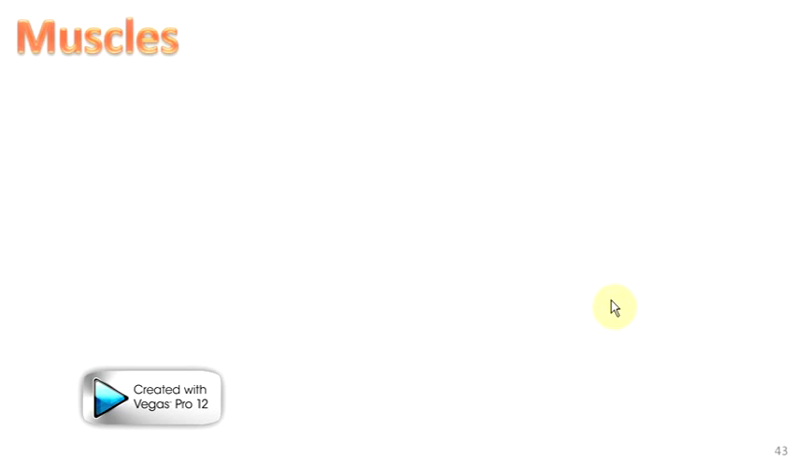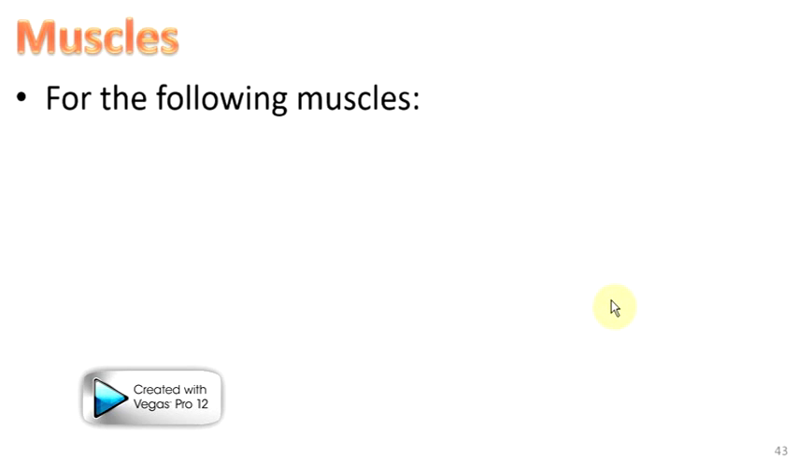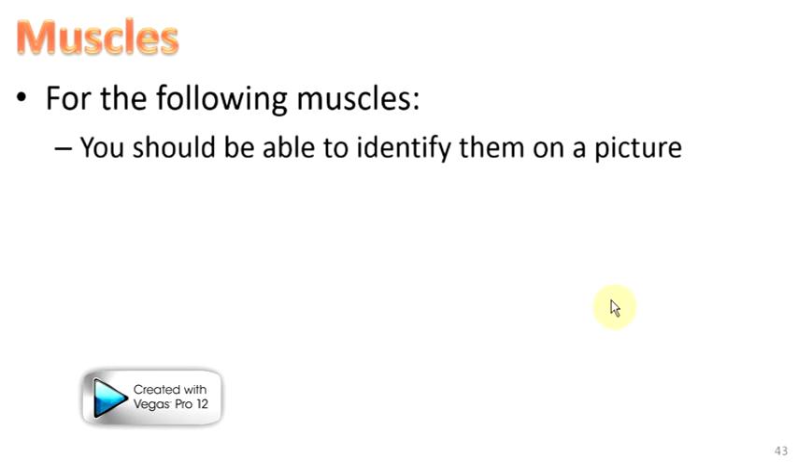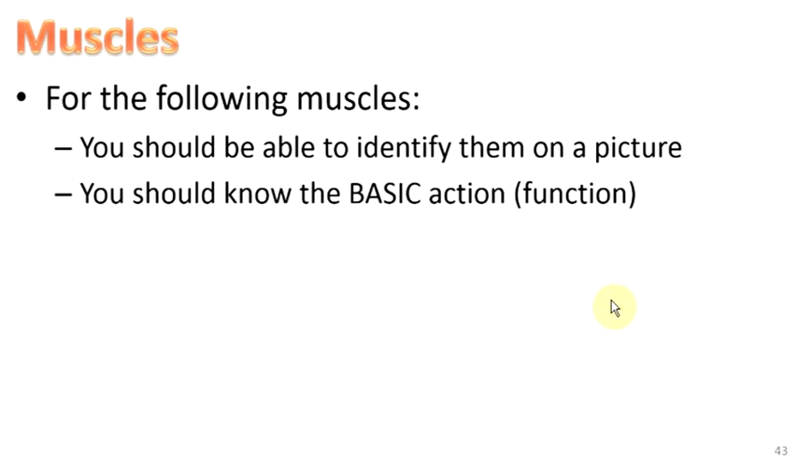Okay, so let's talk about individual muscles. So here's what I want you to know for the test. For the following muscles we're going to talk about, you should be able to identify them on a picture, and not necessarily the picture in the book, but any picture. Okay, you're not always going to have the picture out of your book when you're in your job. And you should know the basic action, right?